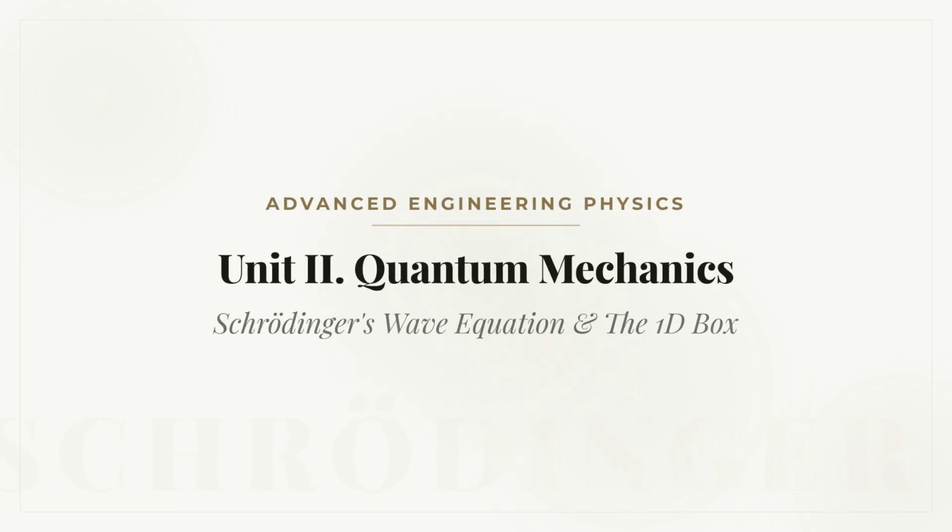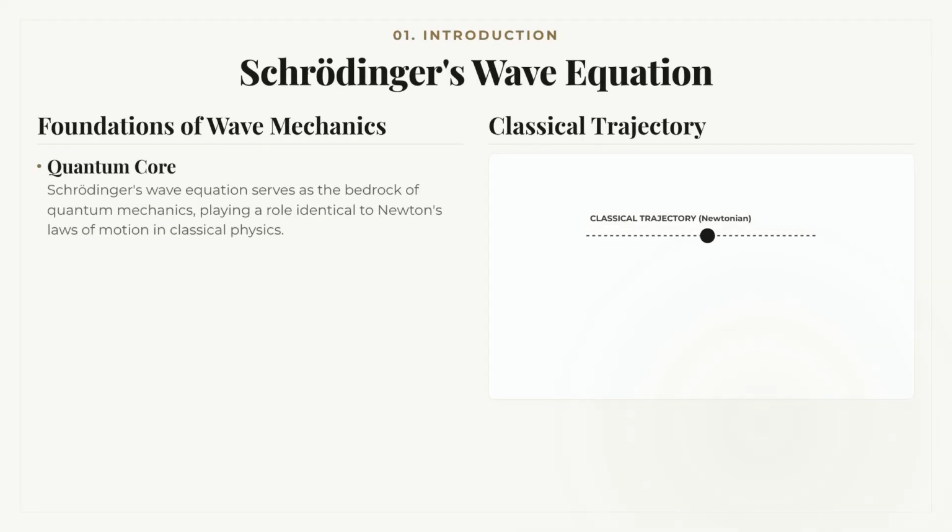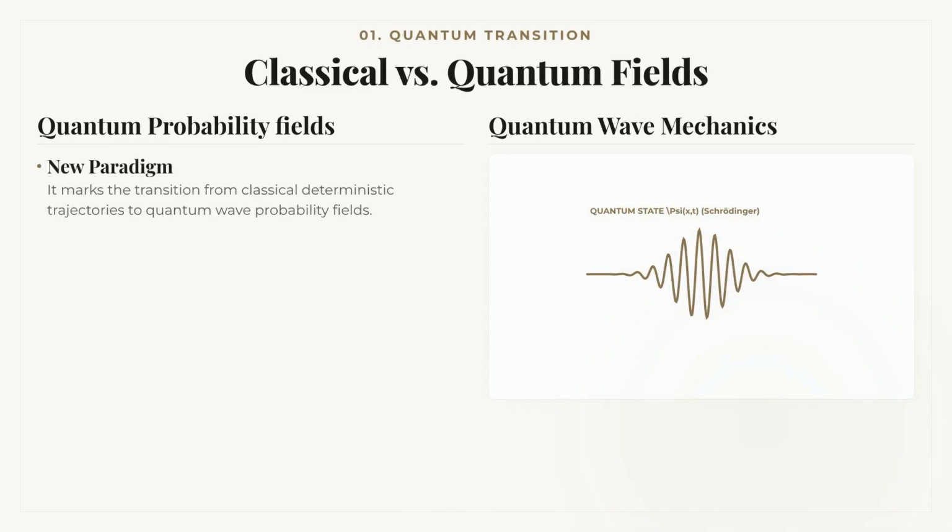Advanced Engineering Physics, Unit 2, Quantum Mechanics: Schrödinger's wave equation and the one-dimensional box. One of the most important achievements of quantum mechanics is the formulation of Schrödinger's wave equation. This equation plays a role in quantum mechanics similar to that played by Newton's laws in classical mechanics.